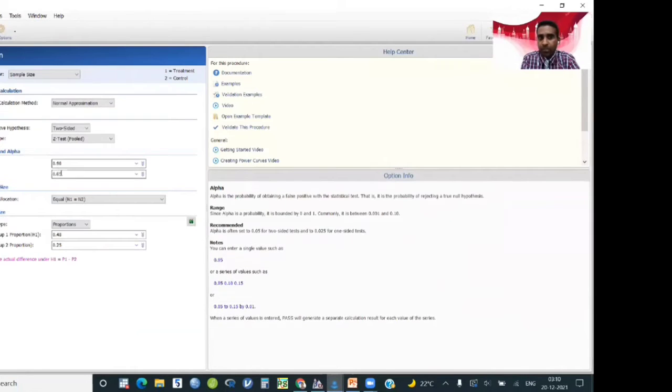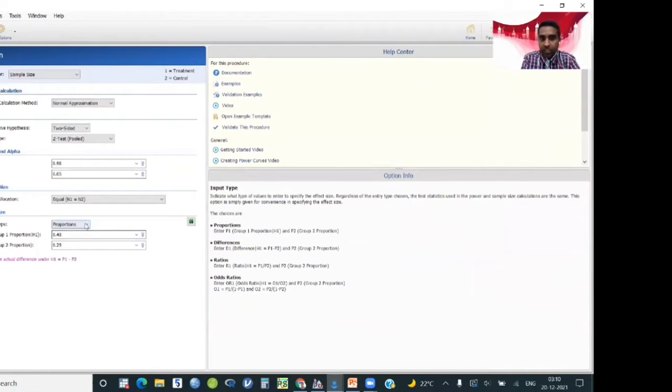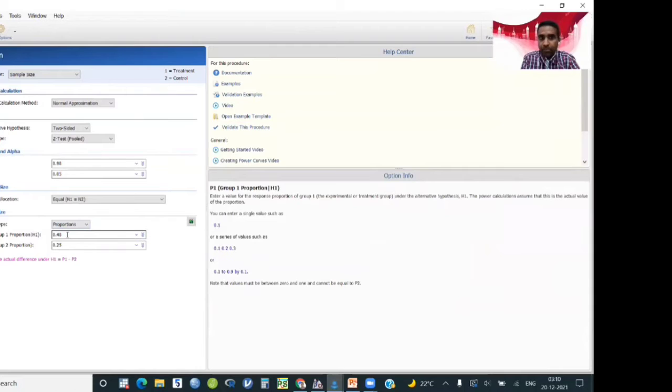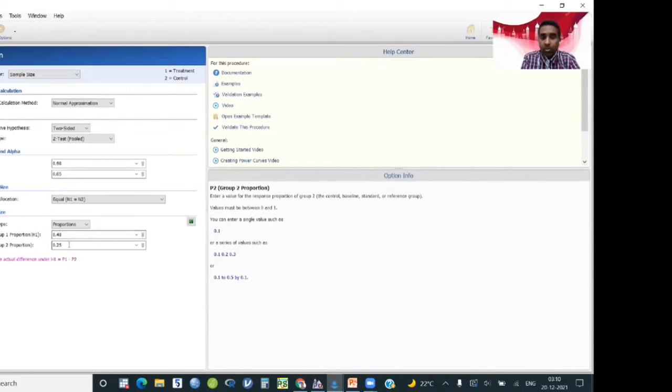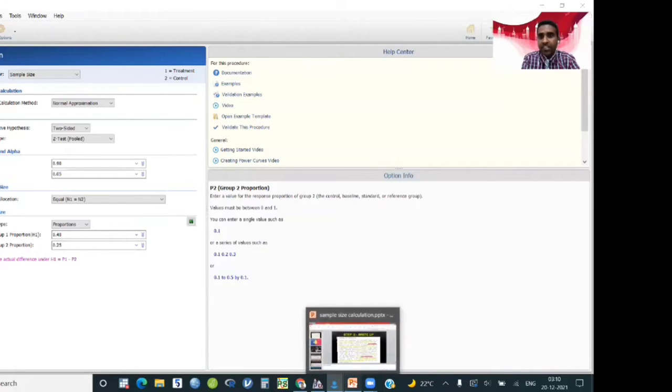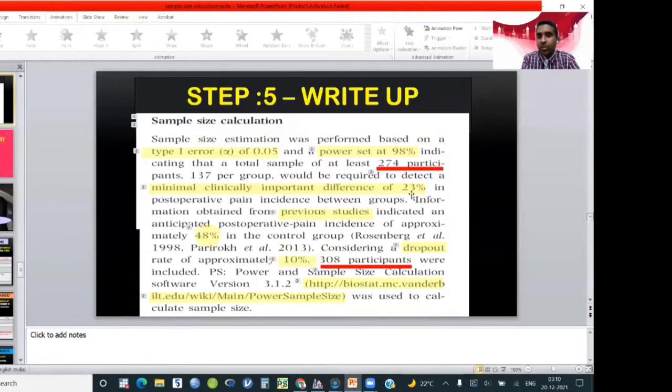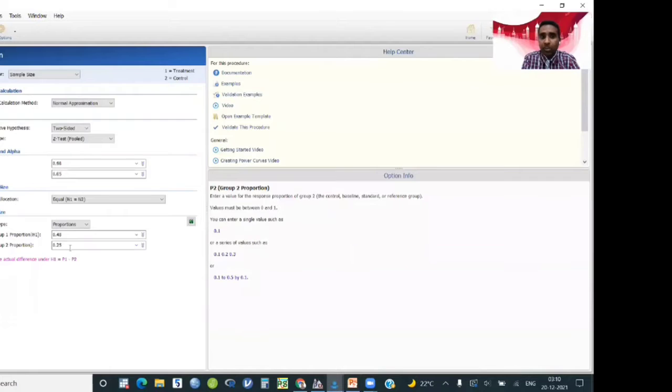So 98% is the power, 5% is your alpha error, and based upon the proportions, 48% is the pain incidence in group 1 and 25% is the pain incidence in group 2. How is it 25%? 48 minus 23. They want the minimal difference to be 23. So 48 minus 23 is 25. In other words, they wanted 75% of the treated patients to be pain-free. So 25. Let us calculate.